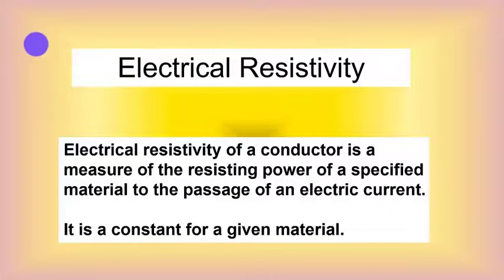Now let us define what is electrical resistivity in proper terms. Electrical resistivity of a conductor is a measure of the resisting power of a specified material to the passage of an electric current. And we know each and every material provides some resistance for the passage of the electrons. And it is specified in a specific number. It is called as the electrical resistivity. And it is a constant for a given material.